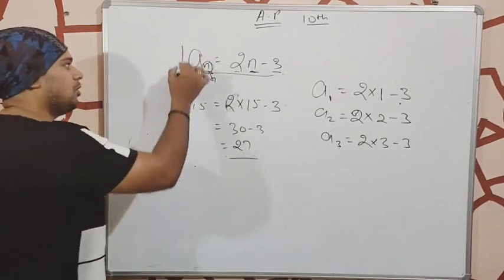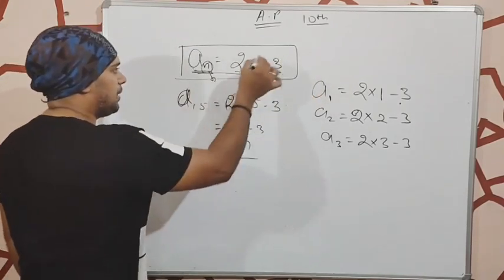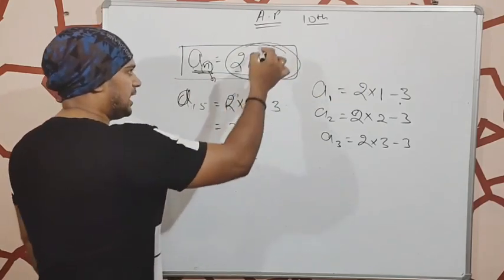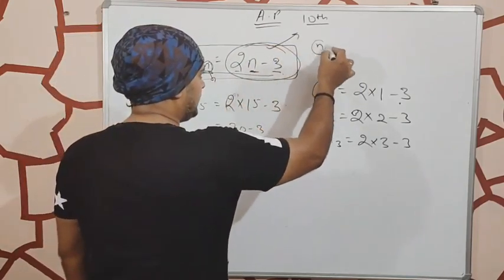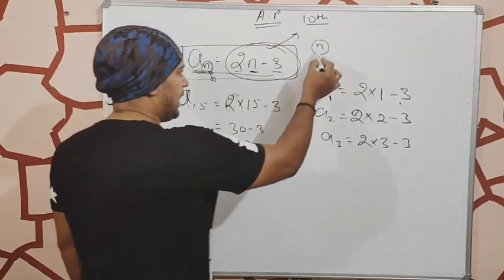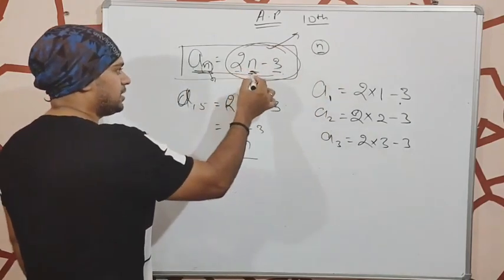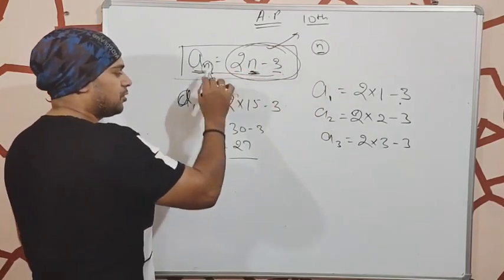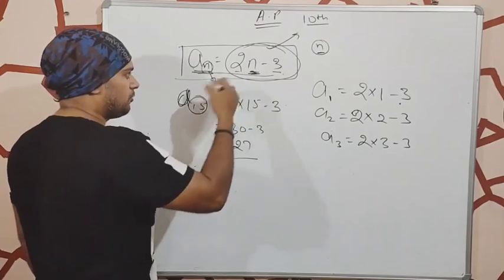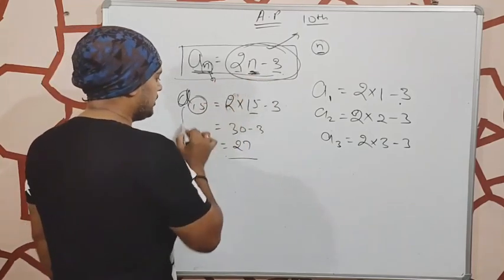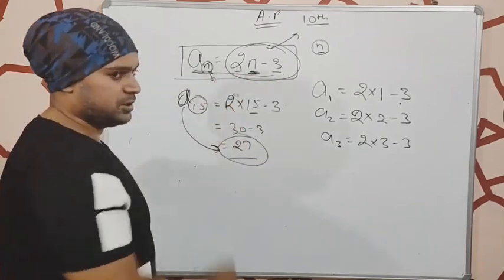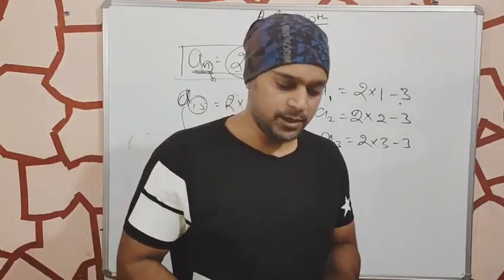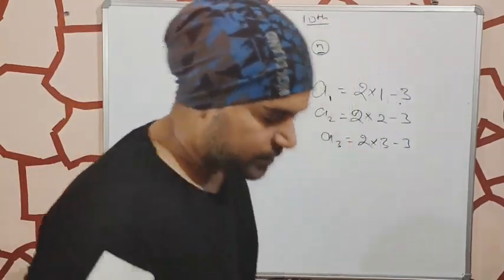Sometimes the nth term of an AP will be represented by a linear equation in n, and you have to replace n by the number of the term. Like if you have to find the 15th term, then you have to replace n by 15 so that you can get the 15th term of the AP. Is it clear, students? Let's move on to another example.